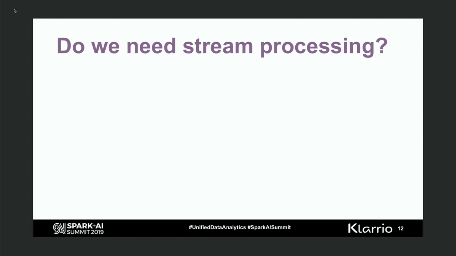So before we start, there's an important question that we need to first ask ourselves, which is, do we really need stream processing, or can we handle this in some other way? Not every use case requires a fancy stream processing framework to do the work.